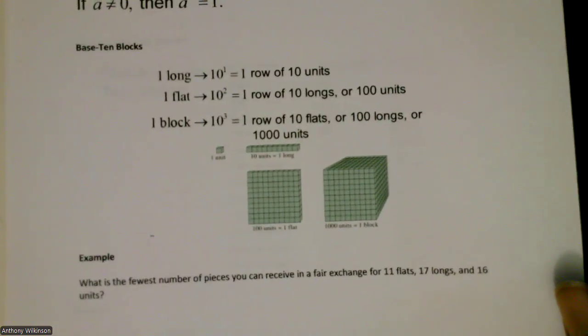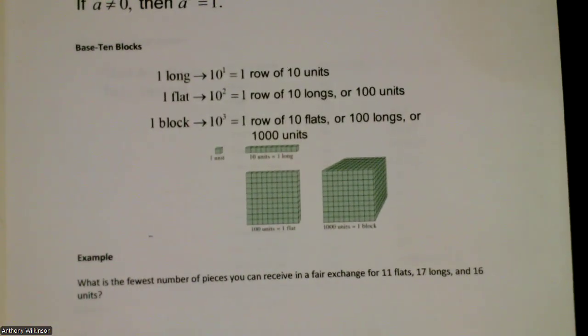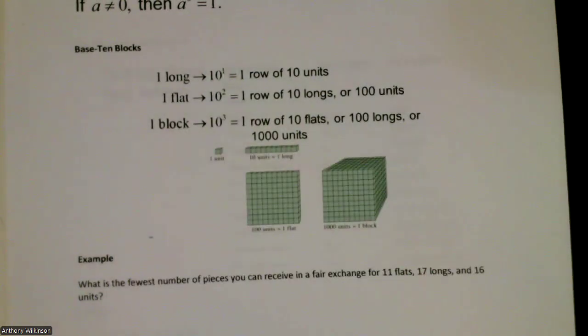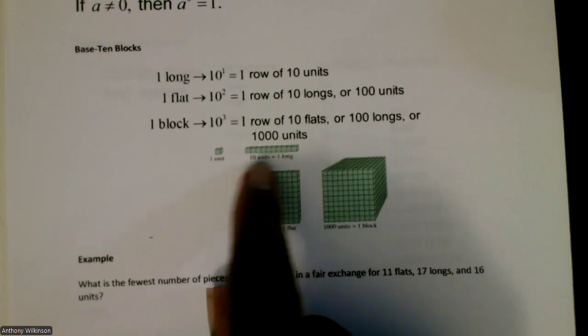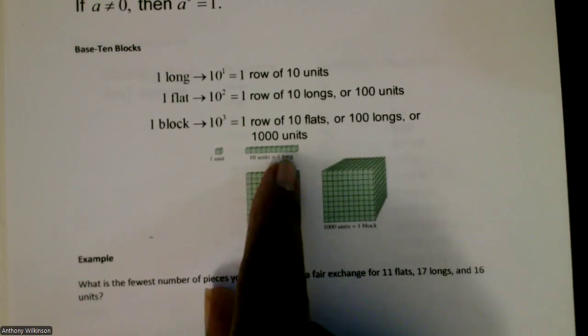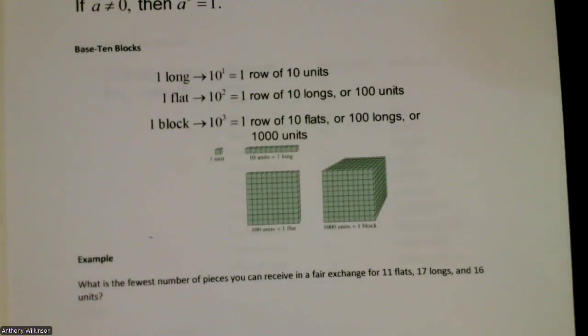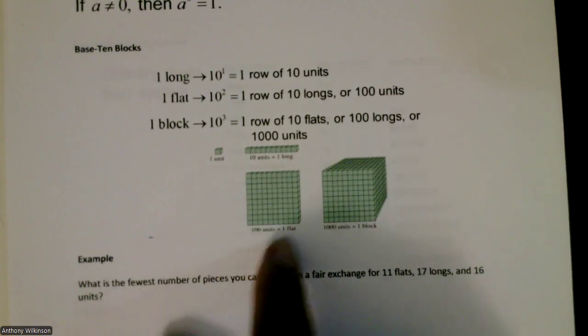Now, one thing that students use to help them with base 10 is these blocks, base 10 blocks. Now, one long will be 10 to the first, or one row of 10 units. So this is what one long looks like. And of course, a unit is just one small cube. A flat will be 10 to the second, or one row of 10 longs, or 100 units. So this will be what one flat looks like.